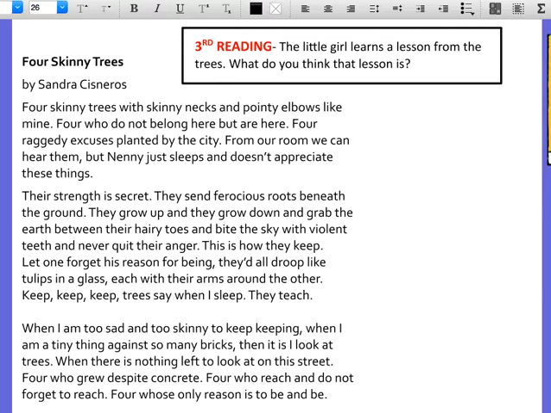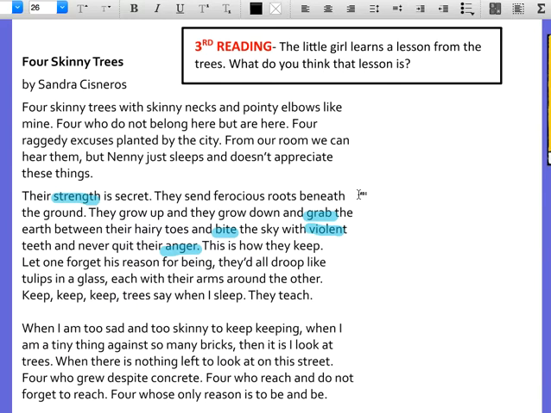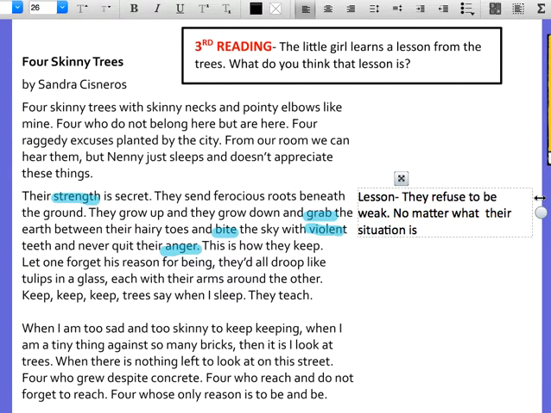So I want to look at what are the lessons that the trees could teach someone. One of the lessons that I think they could teach someone we see in this second stanza, when they talk about their strength and how they are violent and angry, how they bite and they grab. They're violently refusing, right? So a lesson could be that they refuse to be weak, no matter what their situation is, they will be strong. Okay, so that's a lesson that I think the trees are teaching the little girl in this second stanza.